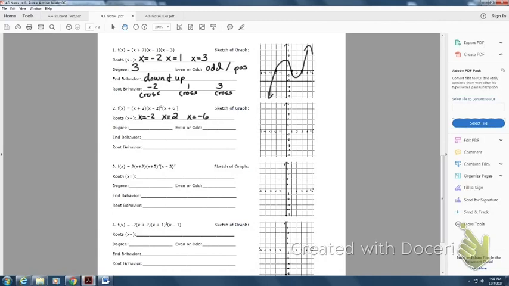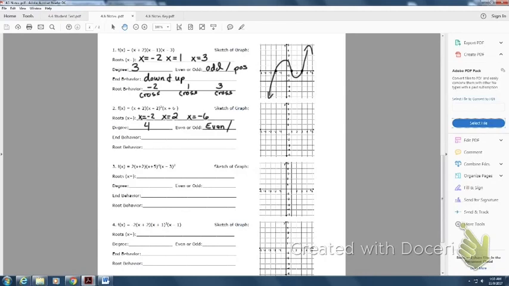So what is the degree on this one going to be? All you really have to do is add up the degrees. What's the degree of this factor? What's the degree of this one? What's the degree of this one? So what's the degree of it as a whole? 4. So that is an even degree, and it is going to be positive because I don't have any negatives up there.